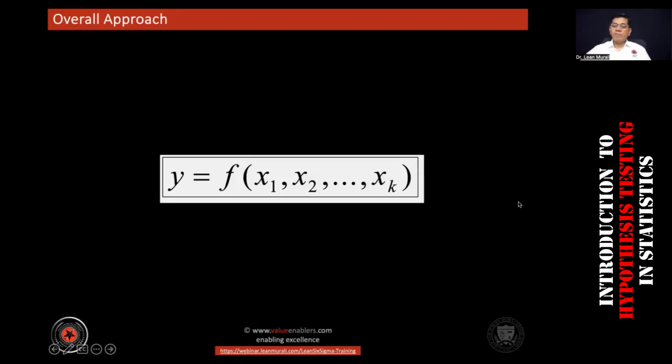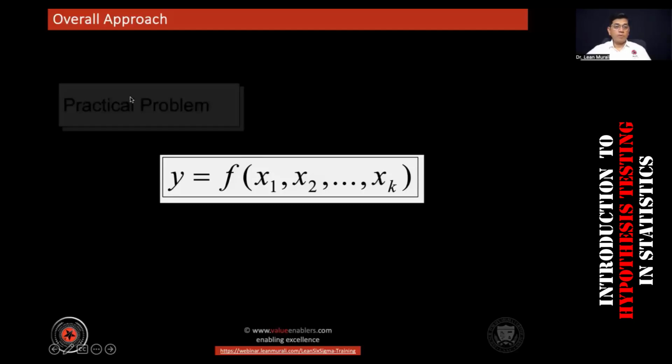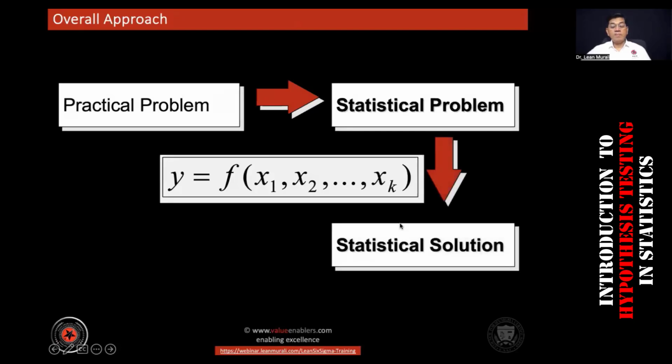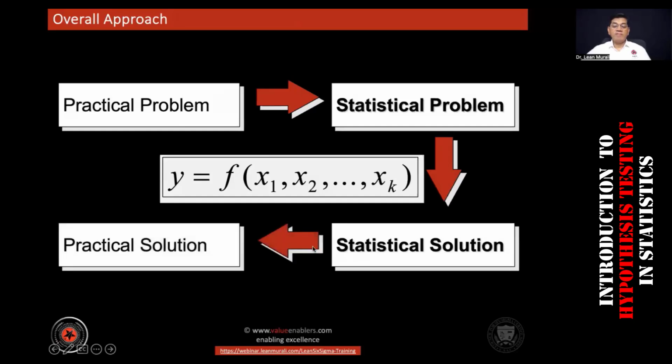Now you have to understand this. I'll help you with the overall approach step by step. A practical problem is converted into a statistical problem. A statistical problem is converted into a statistical solution. And then the statistical solution is converted into a practical solution. If you liked this, give me a thumbs up in the chat box. PP to SP, SP to SS, SS to PS. PP, SP, SS, PS. Okay?